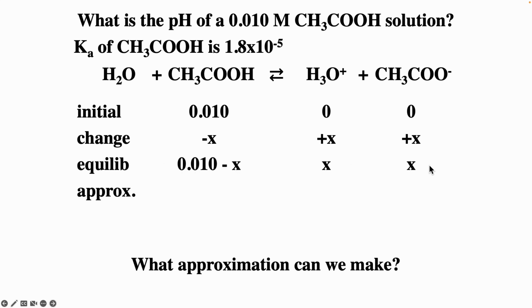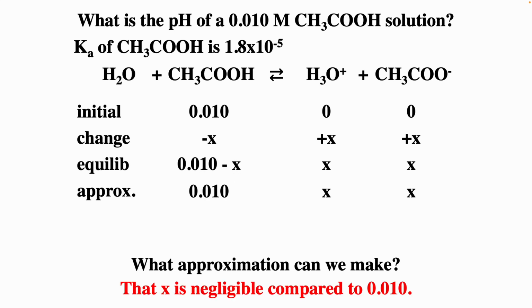Now, what approximation can we make? The equilibrium constant is products over reactants, and so if your K is really small, it means you're going to have mostly reactants at equilibrium. And so most likely, X is going to be negligible compared to 0.01.